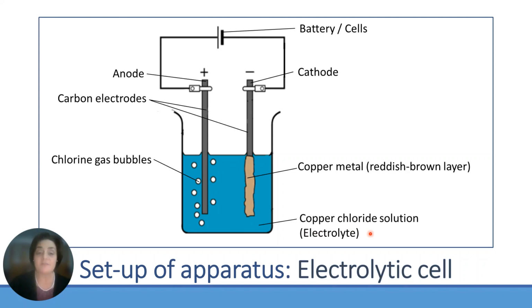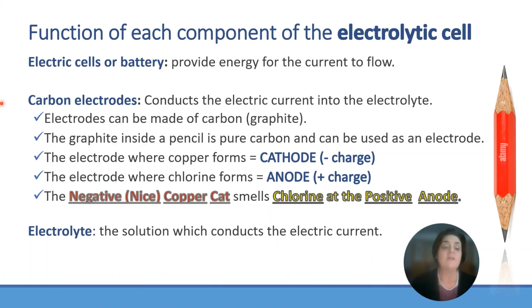So the process is called electrolysis. The solution that conducts the current is called the electrolyte. The whole setup is called the electrolytic cell. Make sure you know each one of these terms. It's very important to not get confused between them. Let's look at the function of each component in the electrolytic cell.